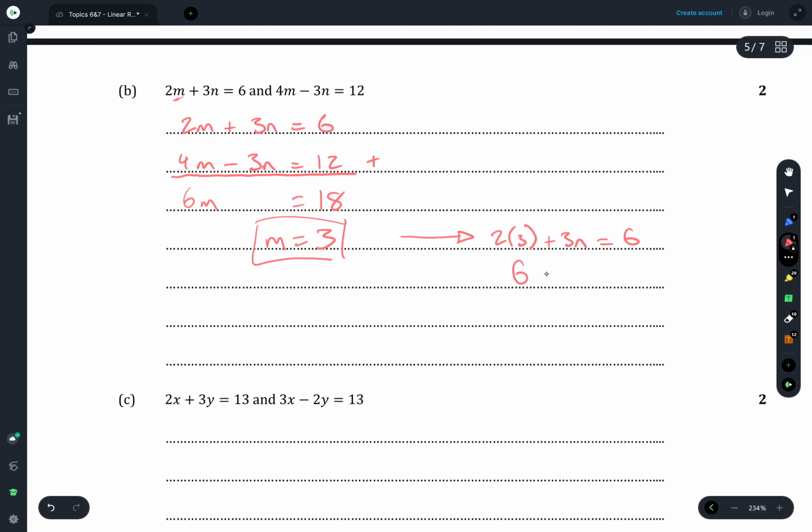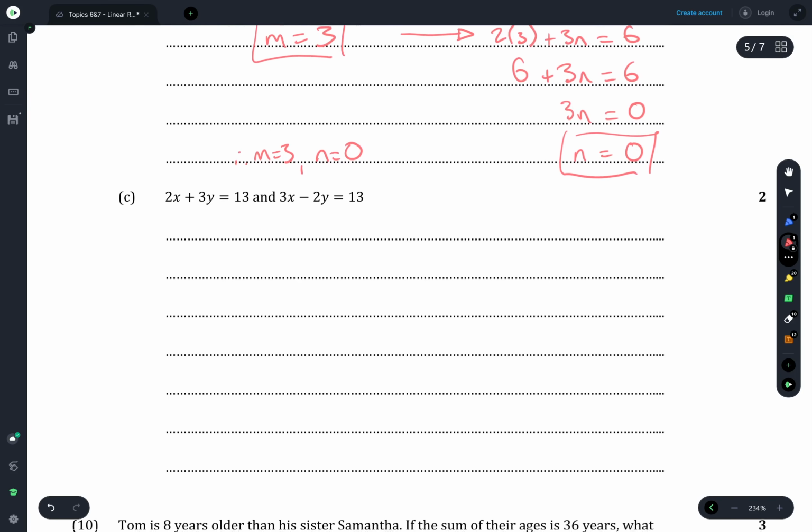We get 6 plus 3n equals 6. Subtract both sides by 6, so I get 3n equals 0. And then 0 divided by 3 is equal to 0. So therefore my solution is m equals 3 and n equals 0.